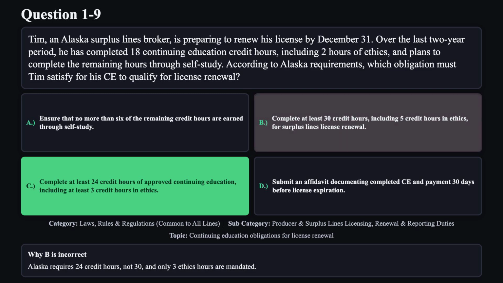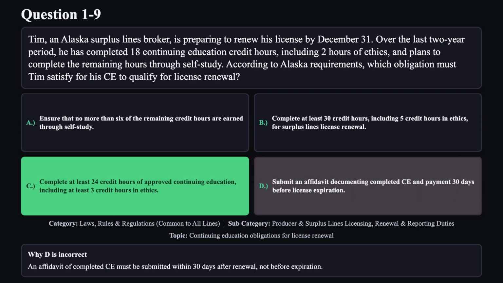Reason B is not correct. Alaska requires 24 credit hours, not 30, and only 3 ethics hours are mandated. Reason D is not correct. An affidavit of completed CE must be submitted within 30 days after renewal, not before expiration.